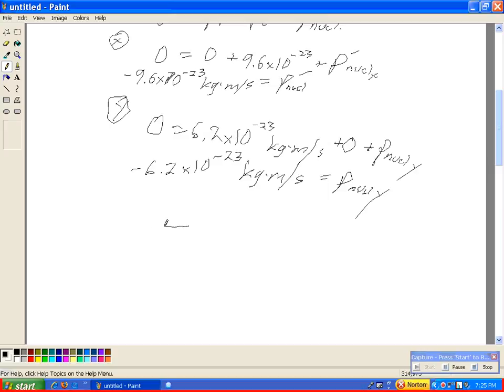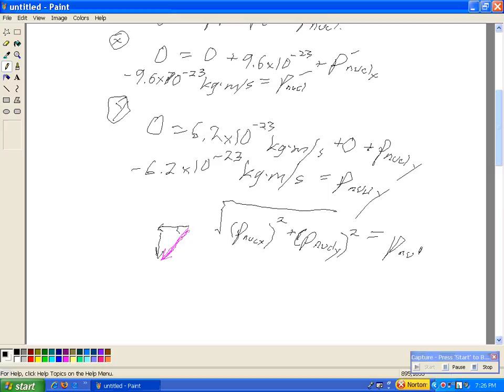So we've got motion here in the negative x direction and motion here in the negative y direction. The resultant vector is here. So we need to find that. We can do that using the Pythagorean theorem, but we also need the angle. We'll get to that later. Pythagorean theorem says that the square root of the nucleus momentum squared in the x direction plus the nucleus momentum in the y direction squared will equal the resultant.